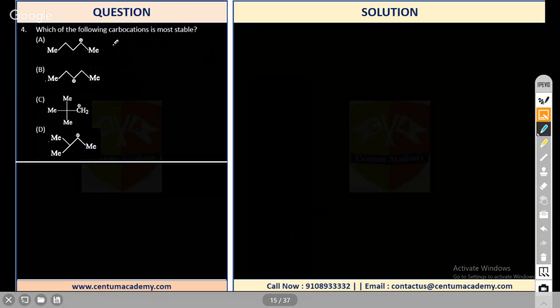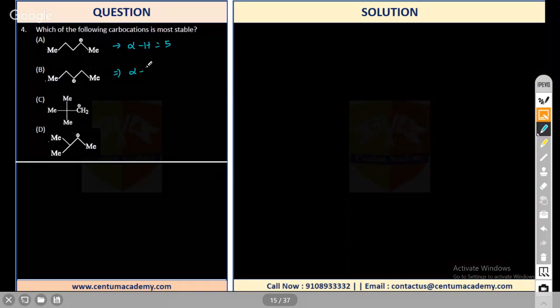Okay. So the number of alpha hydrogens present here is 5. Here the number of alpha hydrogens is 4. Here it is 0. And here it is 3 plus 1, 4. So the maximum number of alpha hydrogens is present here. That's why maximum hyperconjugation and hence most stable. Understood?